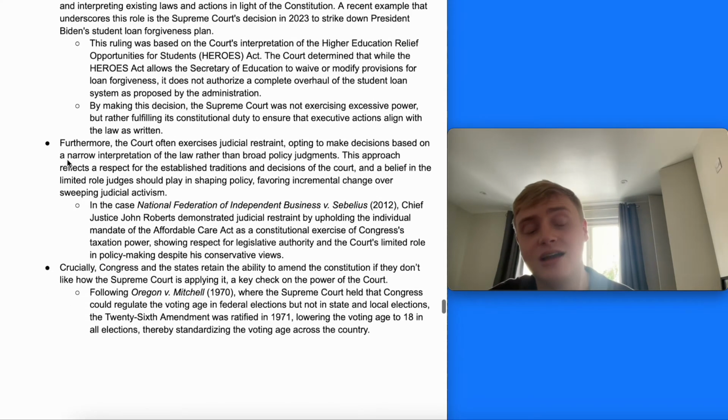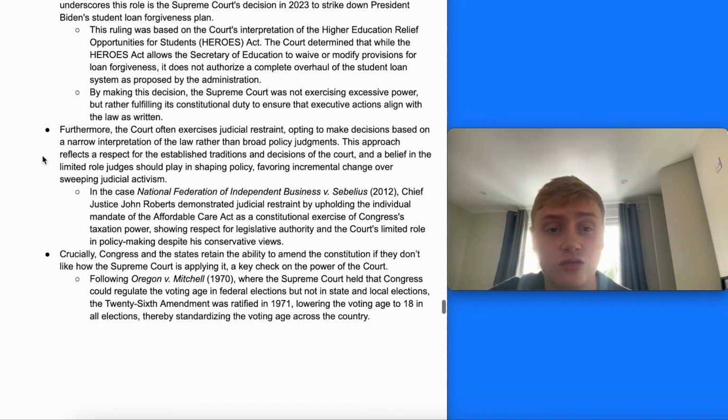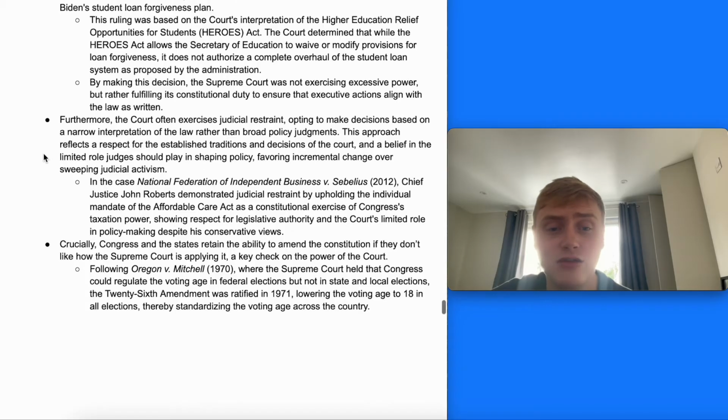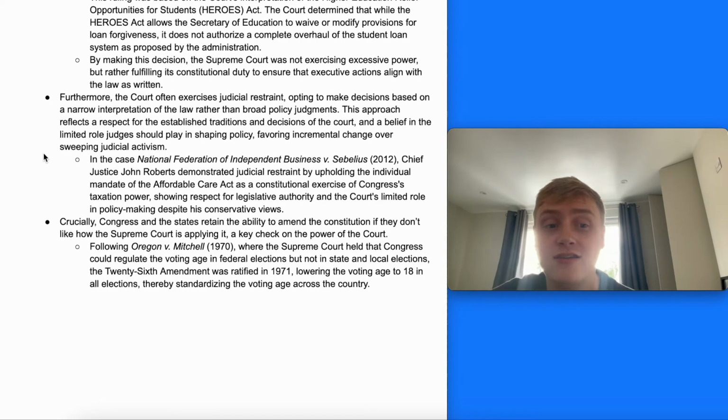Furthermore, as we looked at in an earlier video, the court often exercises judicial restraint, opting to make decisions based on a narrow interpretation of the law rather than broad policy judgments. And crucially, Congress and the states retain the ability to amend the Constitution if they don't like how the Supreme Court is applying it. So following Oregon v. Mitchell in 1970, where the Supreme Court held that Congress could regulate the voting age in federal elections, but not in state and local elections, the 26th Amendment was passed in 1971, lowering the voting age to 18 in all elections, thereby standardising the voting age across the country.